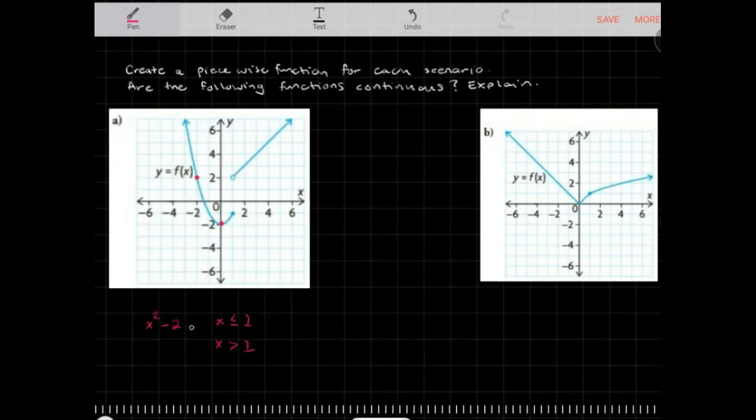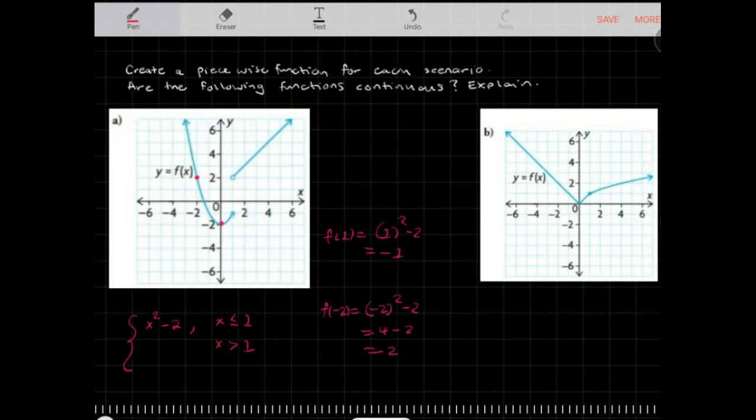And if you test out -2, f of -2 should give you -2 squared minus 2, which is 4 minus 2, which is 2. So you have to create a function that would involve all of the points on that graph shown. So x squared minus 2 would work for x less than or equal to 1, right? So f of 1 should look like 1 squared minus 2, which is -1.